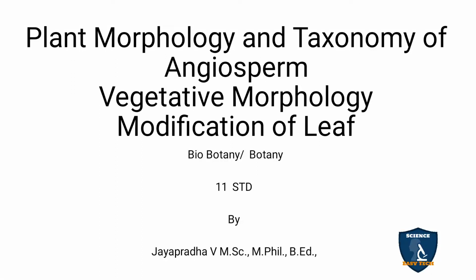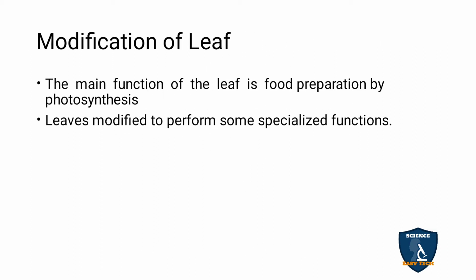Today we are going to discuss the modification of leaf in vegetative morphology, in plant morphology and taxonomy of angiosperms. First, modification of leaf. What is the function of leaf? The function of leaf is preparation of food. This is the main function, but the leaves also do many other special functions. For this, the leaf is modified to do the special function.